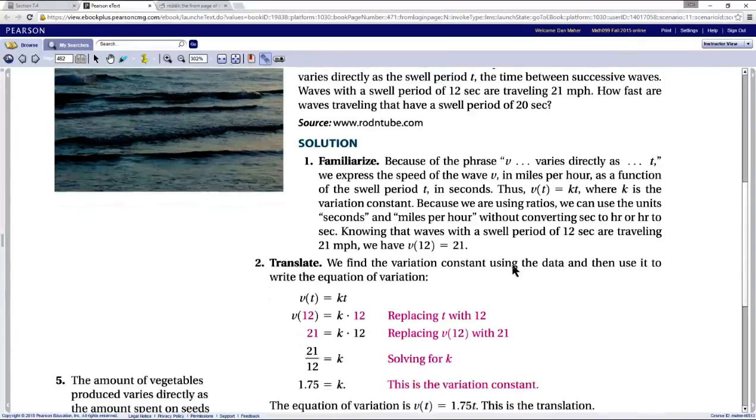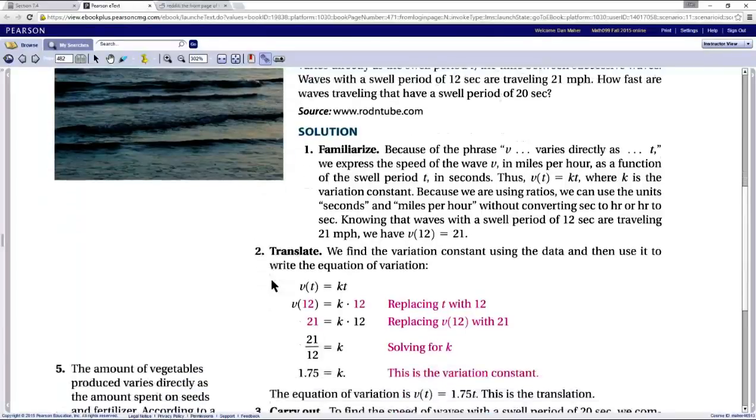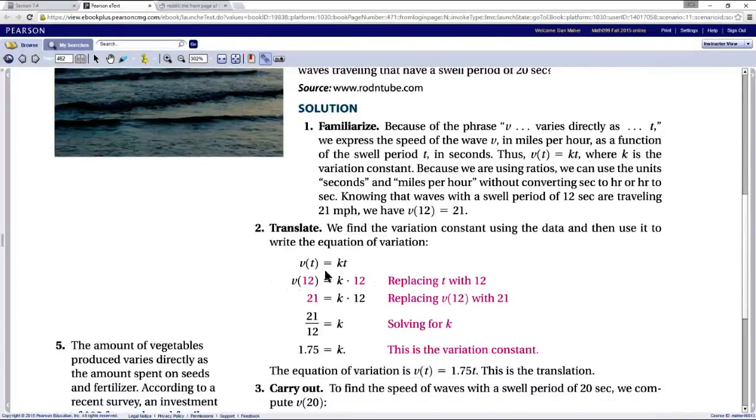So we translate that basically. Familiarize, read it, what am I talking about, what is this stuff, and what did they tell me? What can I do with that? Translate that into algebra, you end up with something like this, v of t equals kt. And then I have some values I can pull out of here. It says knowing the waves swell at a period of 12 seconds are traveling at 21 miles an hour. That's two of my variables in this case.